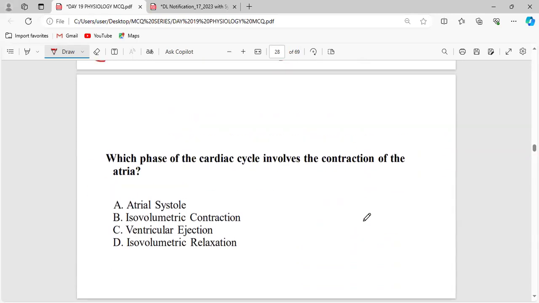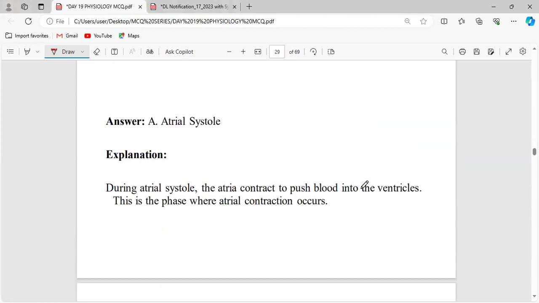So, which phase of the cardiac cycle involves the contraction of the atrium? Here it is the contraction, so definitely that will be the systole, and for the atrium, that will be the atrial systole. In atrial systole, the blood is moved from the atrium to the ventricles.